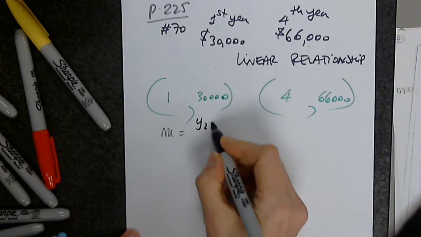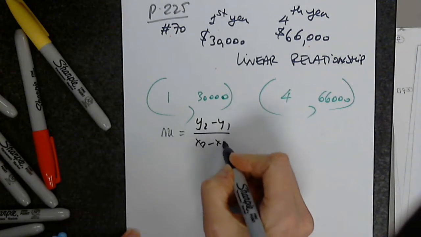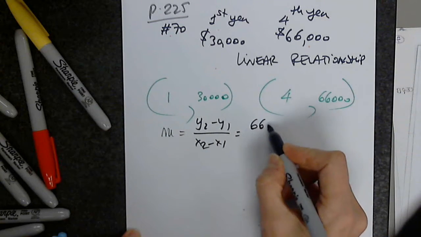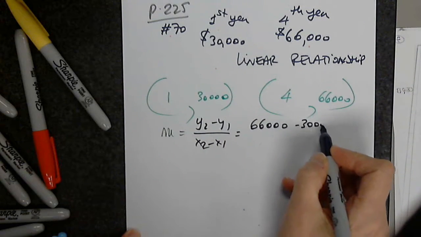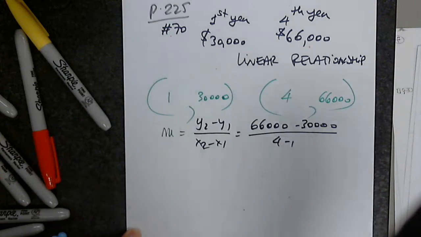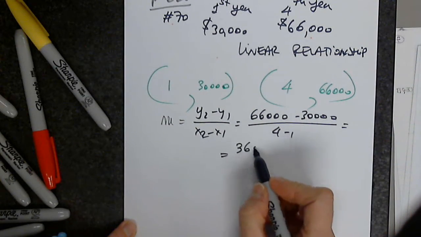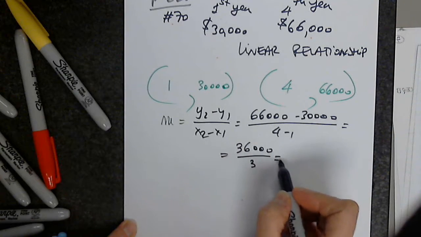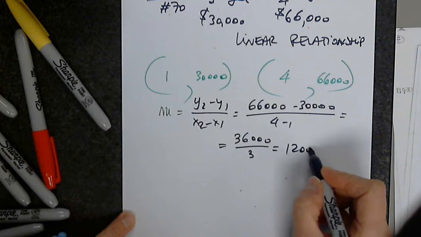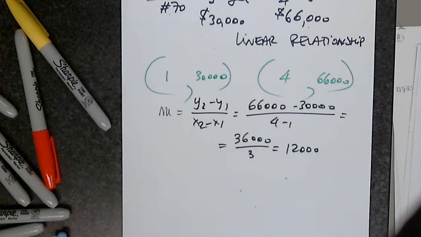So you wrote y2 minus y1 over x2 minus x1. You wrote 66,000 minus 30,000 divided by 4 minus 1. Agreed? So the top is 36,000 divided by 3, and it is 12,000. Measurement unit. Not 12,000. Measurement unit. Remember, it has to have something coming from the top and something coming from the bottom.